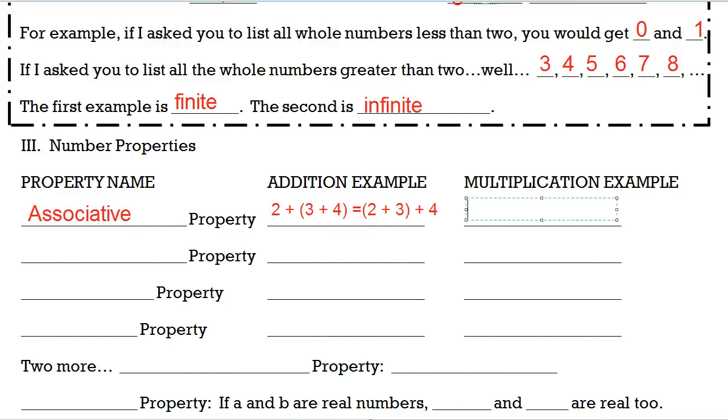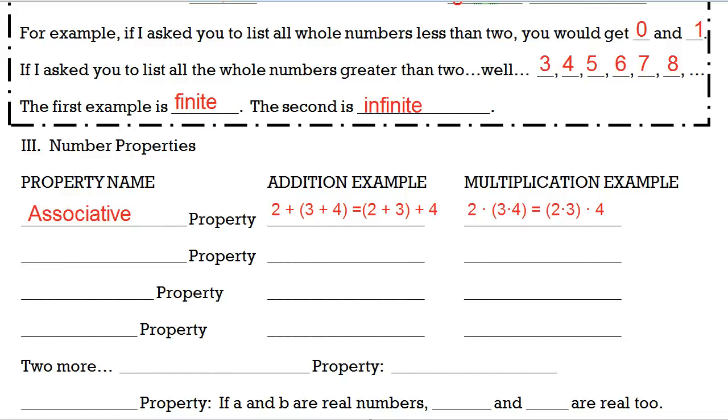Now, when it comes to multiplication, the rule is exactly the same. Obviously, we're going to use multiplication symbols instead, but it's still the same concept. So hang on just 1 second. There you go. As you can see, in the first example, the 3 and the 4 were being grouped together. And in the second example, the 2 and the 3 are being grouped together.